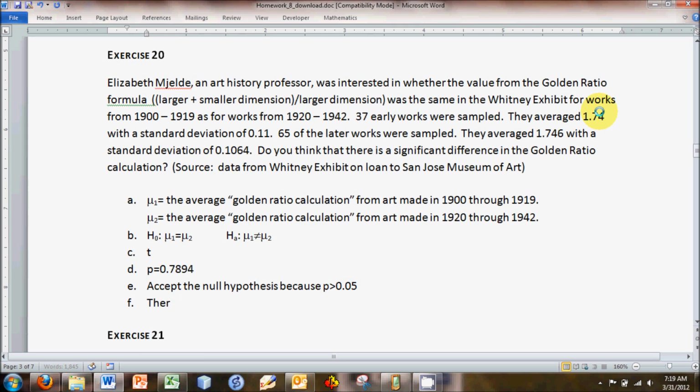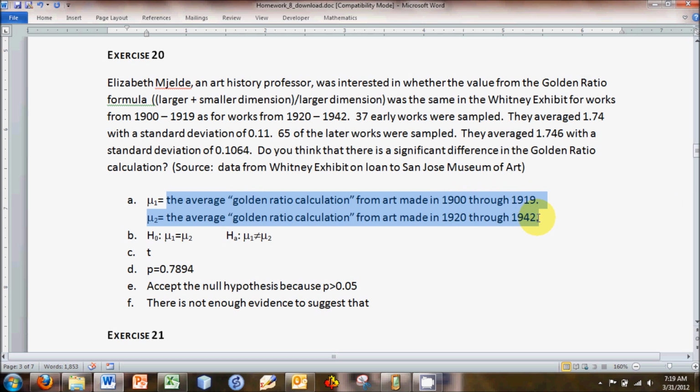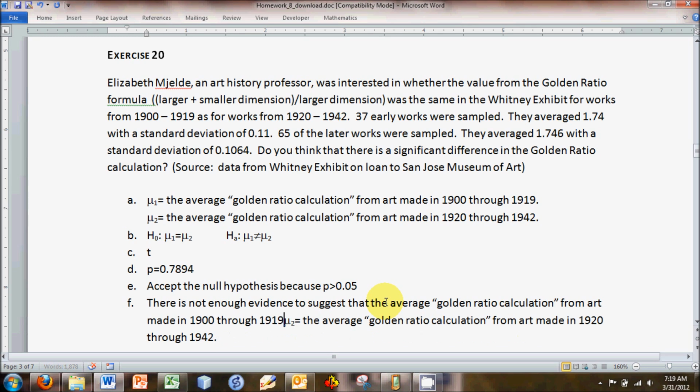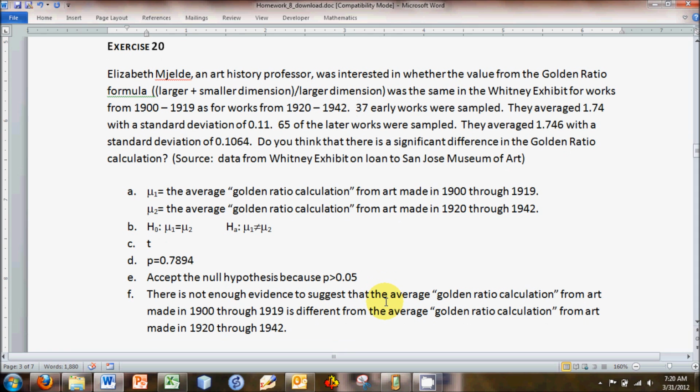Finally, the conclusion is that there is not enough evidence to suggest that, and I'm going to copy some of this. There's not enough evidence to suggest that the average golden ratio calculation from art made in 1900 through 1919 is different from the average golden ratio calculation from the later art.